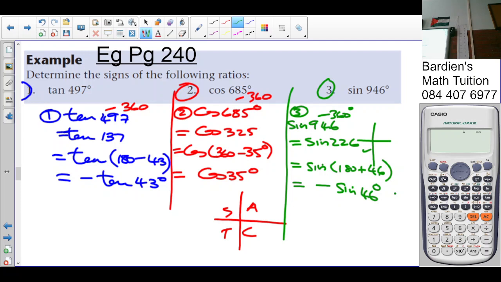Yes, what are you confused about? There was a question. Can you go straight into saying sine 946 minus 720? So it's in 365. Can you just add them together?